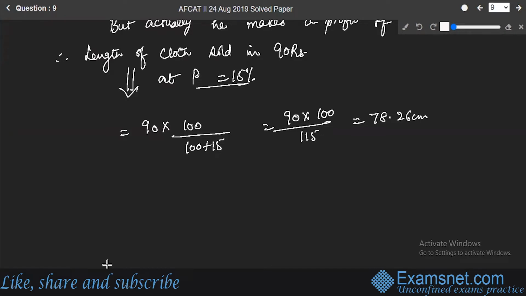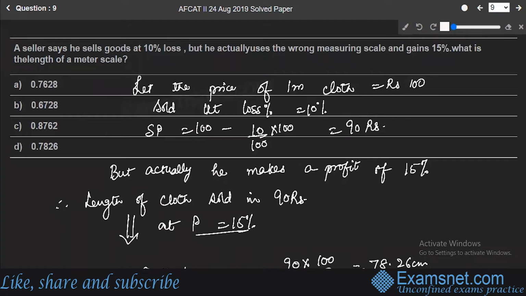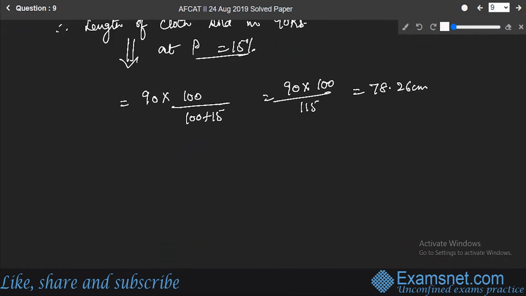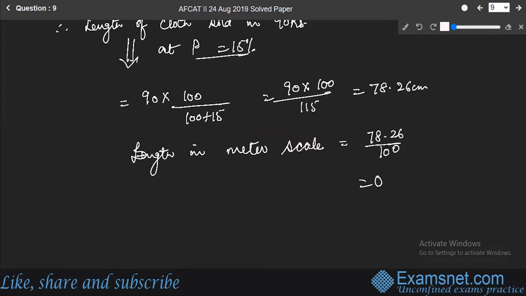78.26 centimeter. In the question, we are asked to find out the value in meter scale. So let's find out the value in meter scale. The length in meter scale is equal to this divided by 100, which will be 0.7826 meters. This is the answer.